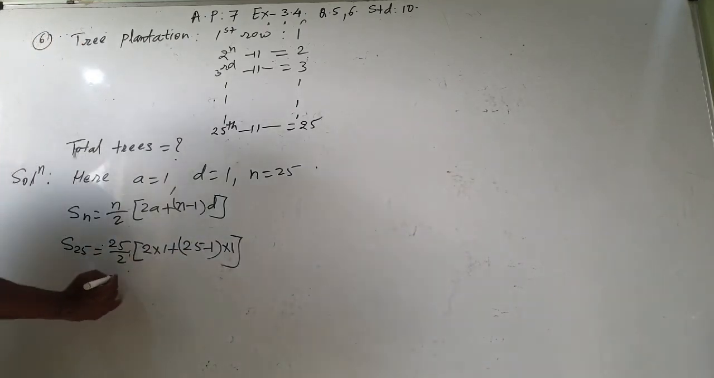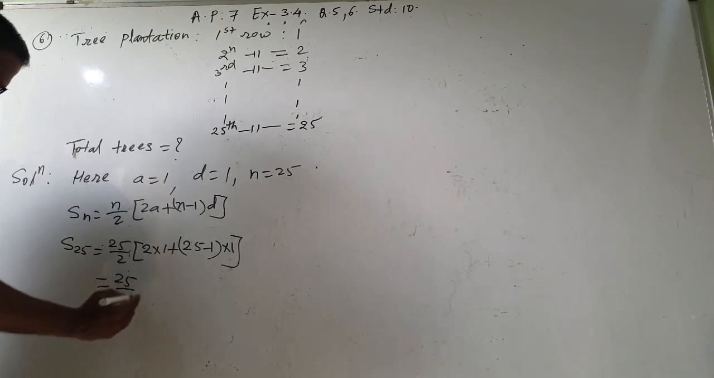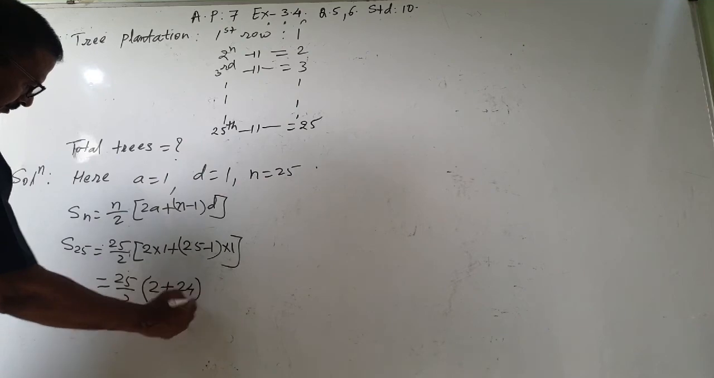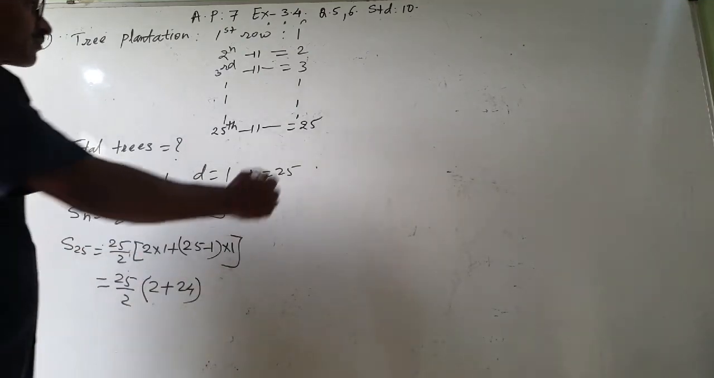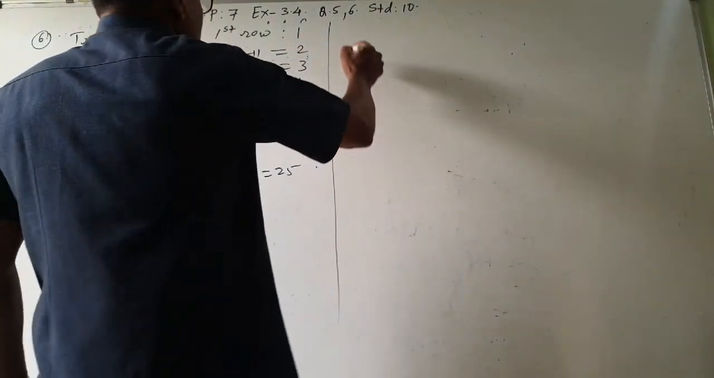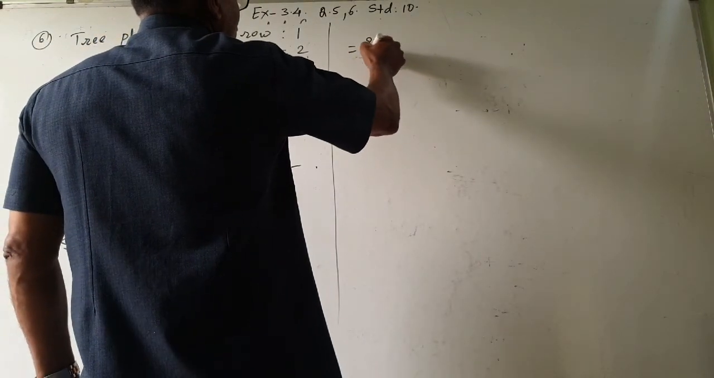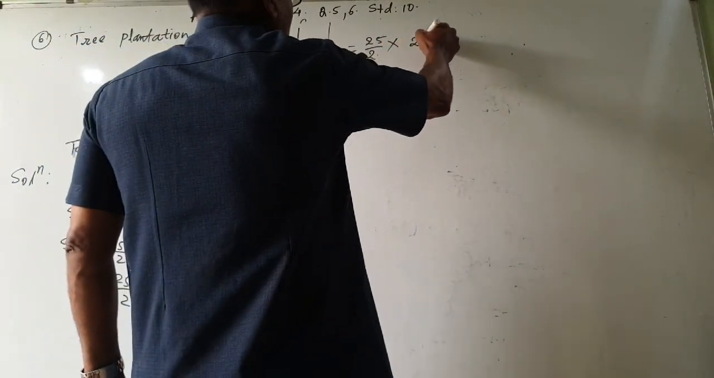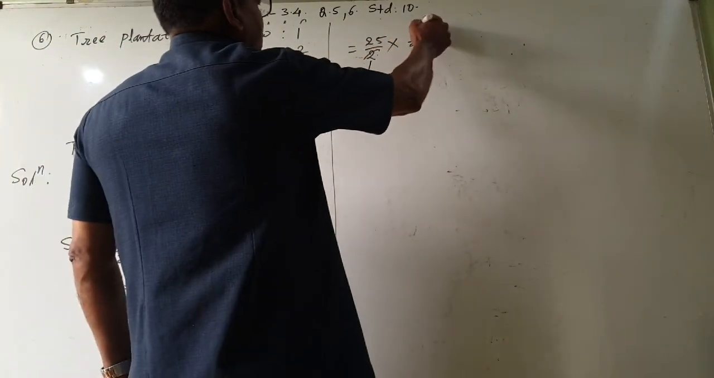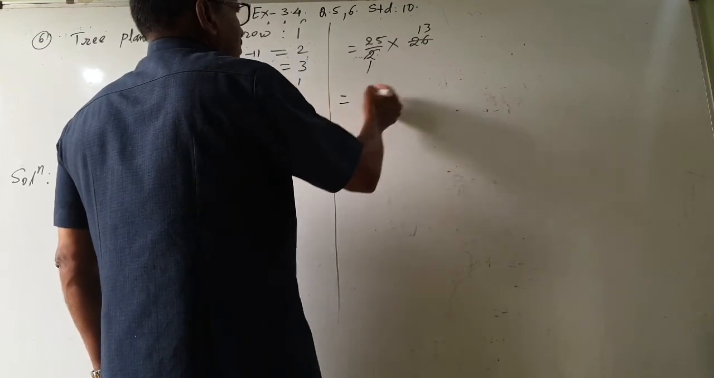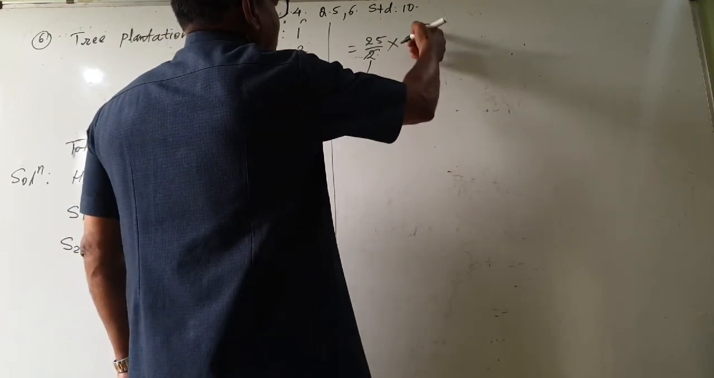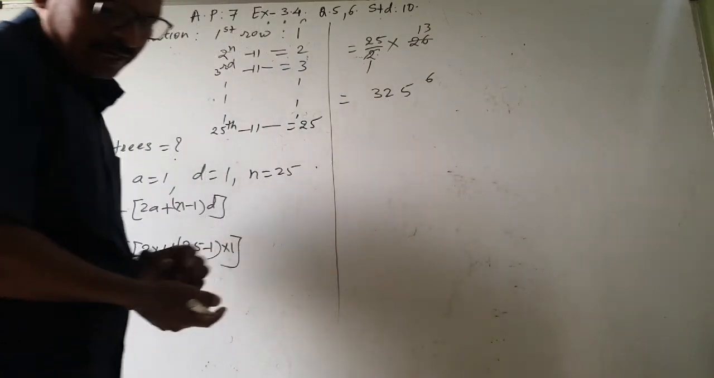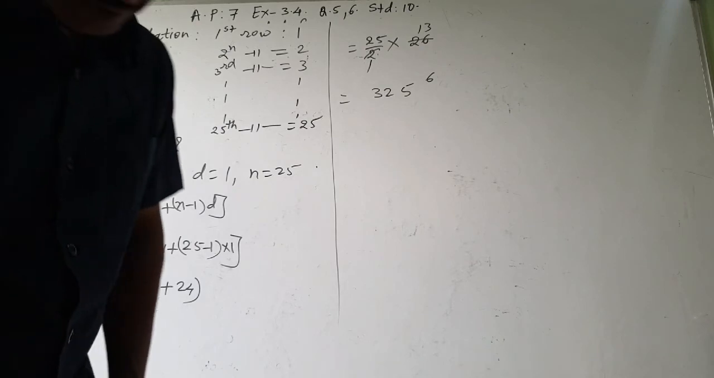So that is equal to 25 upon 2 into bracket 2 plus 24. Now easy sum, that is equal to 25 upon 2 into this will be 26. So that is equal to 13 into 25. 13 5 are 65, carry 6. 13 2 are 26 plus 6, 32. So 325 number of the trees would be planted.